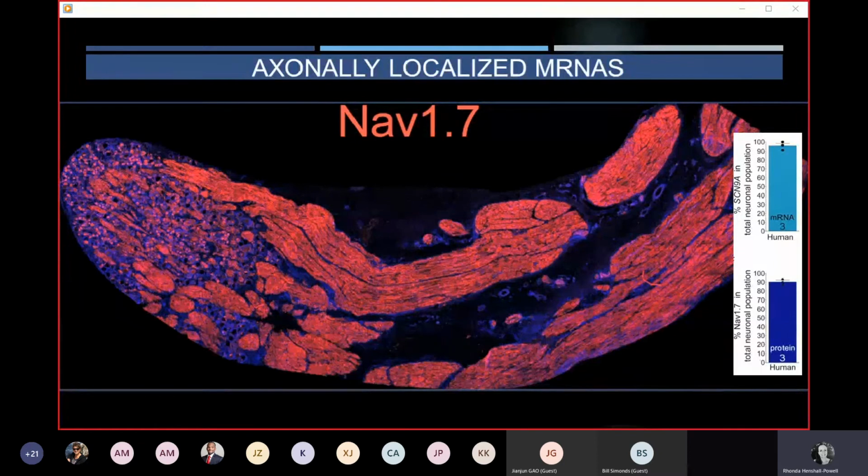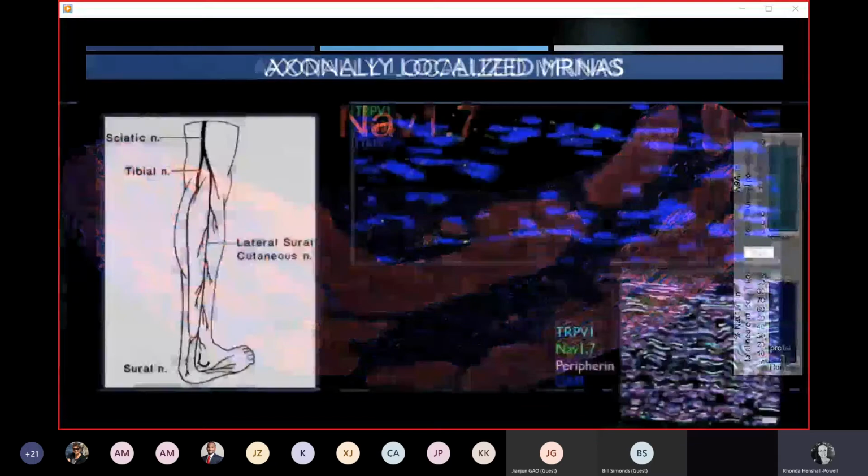I think you can appreciate there's these really large cells that aren't expressing Nav 1.7. Those are probably the A beta population. But we also see a lot of Nav 1.7 protein in the fibers as well. So this is matching our mRNA data pretty nicely.